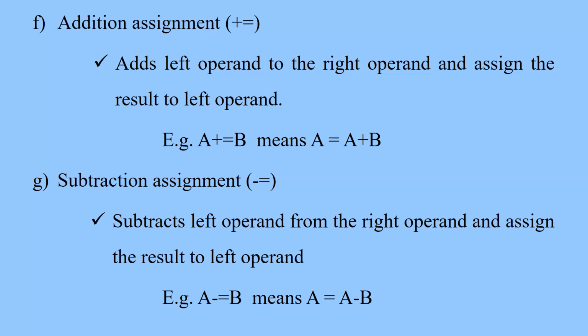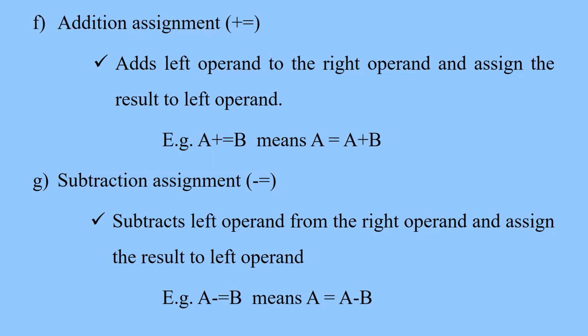Therefore, in our case here, A subtraction assignment B. A is the left operand. B is the right operand. So subtract the right operand from the left operand and assign the result to the left operand.